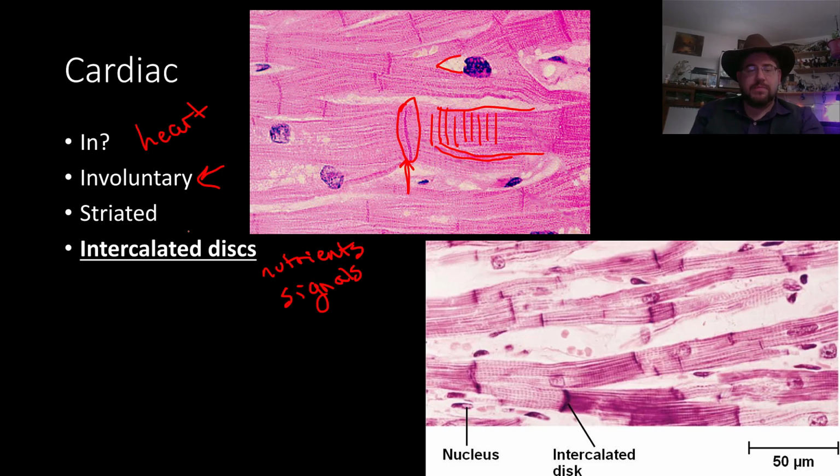So, the big thing when trying to figure out if it's skeletal or cardiac, aside from branching, the really big thing is: is there an intercalated disc? If there is an intercalated disc, then you have cardiac muscle. You don't need to try and identify anything else. If you're just looking at a picture, intercalated disc, cardiac.